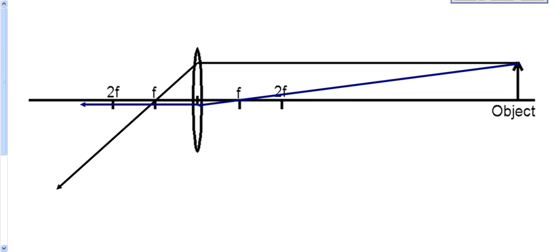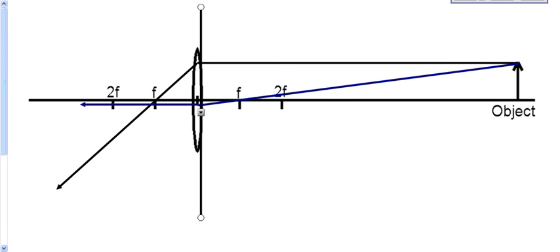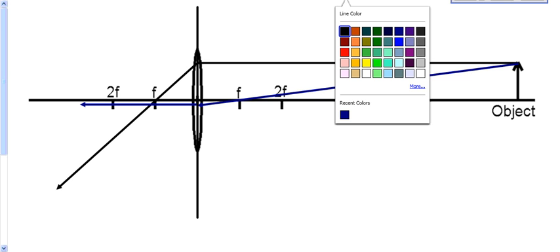If you need to bisect the lens with a vertical axis, then by all means do, if it makes it easier. Somewhere like right there would be my vertical axis. And then my third ray, let's do a different color here. Let's make this one a nice green.